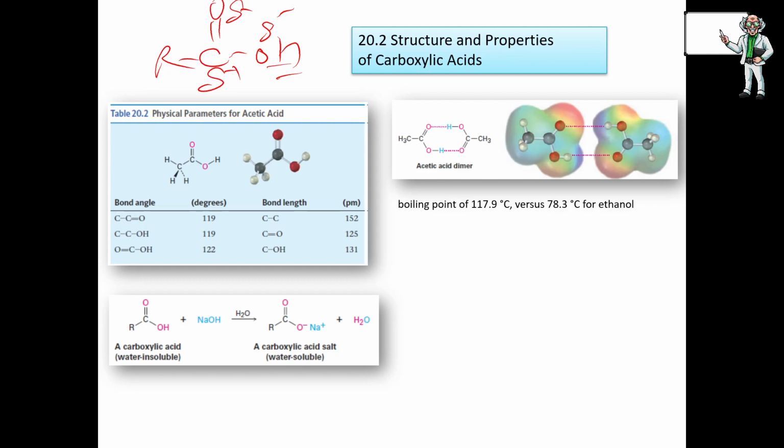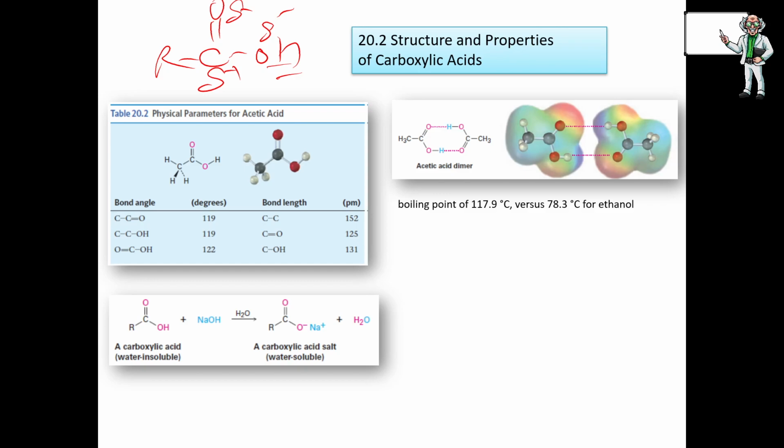Remember that the hydrogen bonding depends on how acidic the compound is. The more acidic it is, the more hydrogen bonding we have. For this reason, carboxylic acids will always have a higher melting and boiling point than alcohols, for example, because they are more acidic.